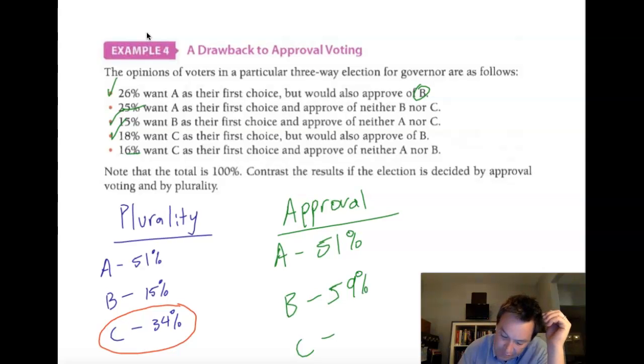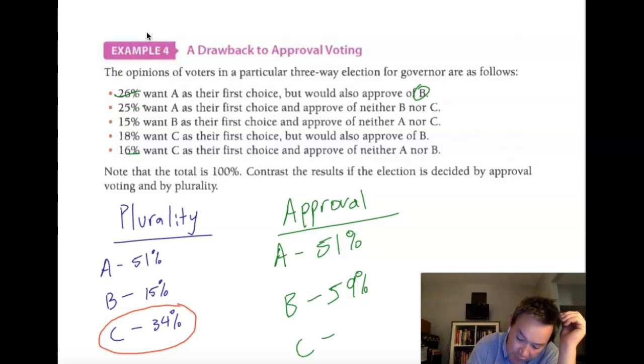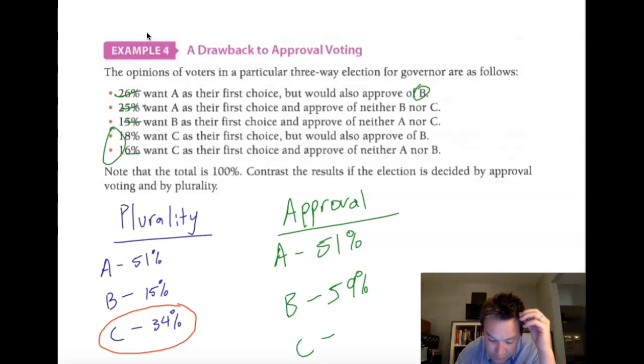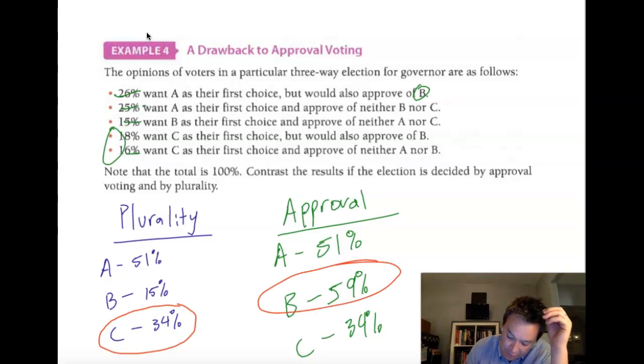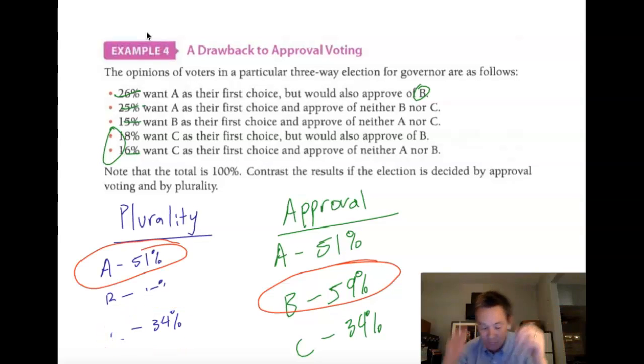And then let's look at C. C is not approved of in the first one, not approved of in the second, not approved of in the third, yes approved of in the last two. So C gets 34% approval. So the winner by approval would be candidate B. The winner by plurality was candidate A.